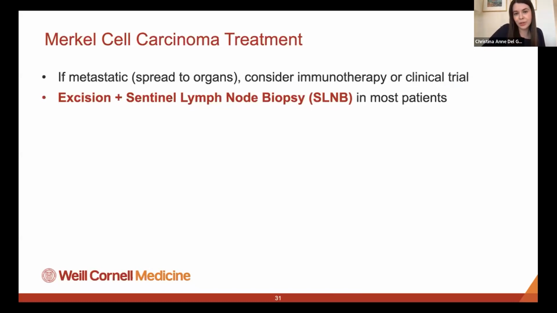So how we treat Merkel cell carcinoma depends on how far it has spread within the body. So if it has spread to the organs of the body, then we would consider immunotherapy or a clinical trial, which Dr. Ma and Dr. Pavlik will also discuss much further within this session. But if it hasn't spread widely, then we consider excision with a large margin of normal tissue around the cancer site, followed by a sentinel lymph node biopsy in most patients.